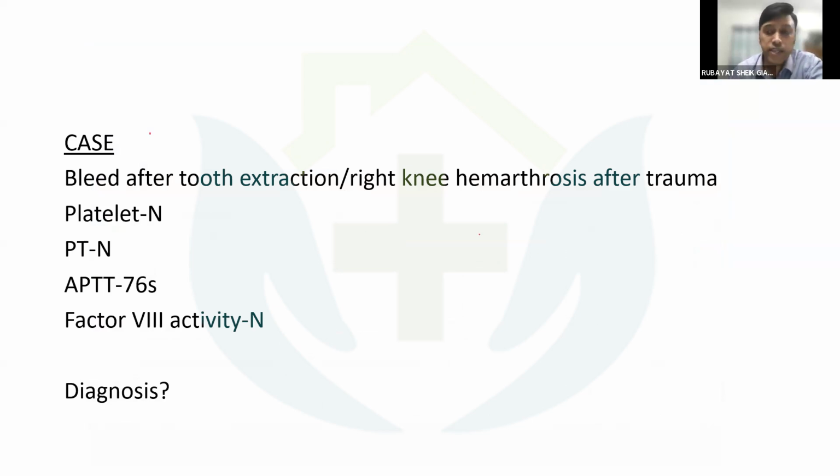Let me throw a case to you. A 17-year-old male comes to you with prolonged bleeding after tooth extraction, or a right knee hemarthrosis after mild trauma. Platelets are normal, prothrombin time is normal, the APTT is very high. It's supposed to be within 35, it's 76. The factor 8 level was measured and it's normal. So what do you suggest the diagnosis would be? Factor 9. Hemophilia B. Exactly. Hemophilia B. So this is how you come to your diagnosis. That's good.